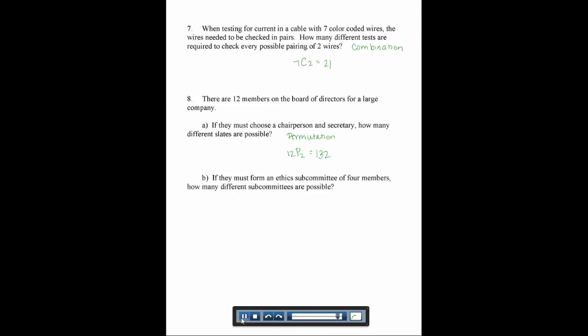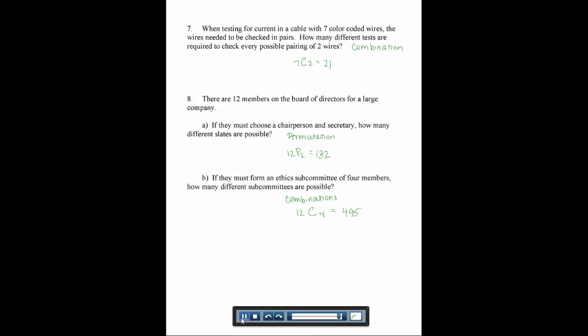Now part B says if they must form an ethics subcommittee of 4 members, how many different subcommittees are possible? Now subcommittees, it doesn't matter who was on the committee first, you're just choosing them. So this is combinations. So this would be 12C, and we're choosing 4 members for the committee. So we've got 495 committees there possible.